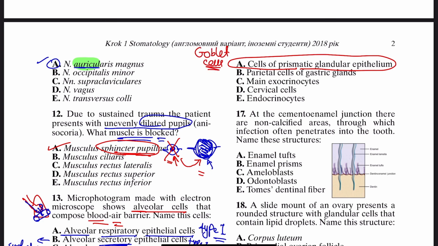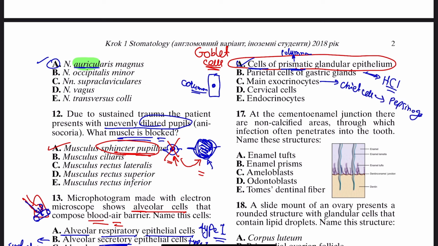Okay, but in the stomach, these cells in general are columnar in shape. Another name for columnar is prismatic. Prismatic means columnar in shape. So in the stomach they call them cells of prismatic glandular epithelium. Parietal cells will secrete acid. Main exocrinocytes, also called chief cells, will secrete pepsinogen, an enzyme for digestion of proteins.